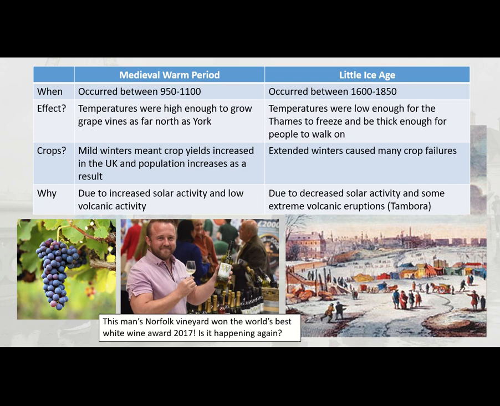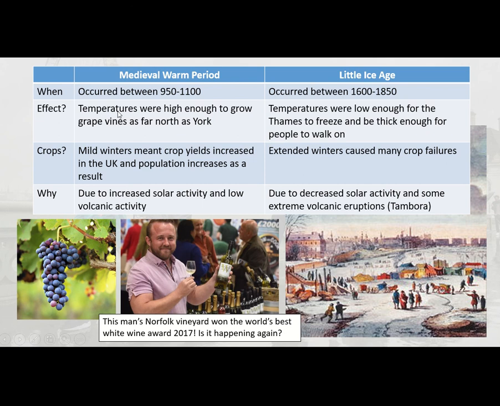So the medieval warm period occurred between 950 and 1100 AD. So it happened well before even Mr. Lockley was born. You'd be surprised to know. But there is still documented accounts, written record that help us work out what it was like during that time.